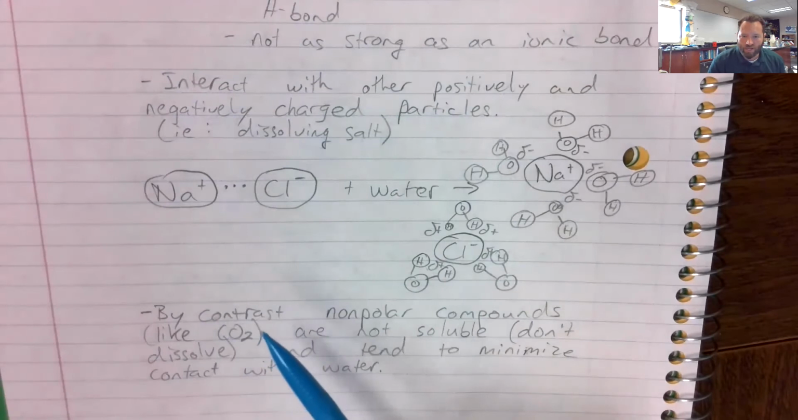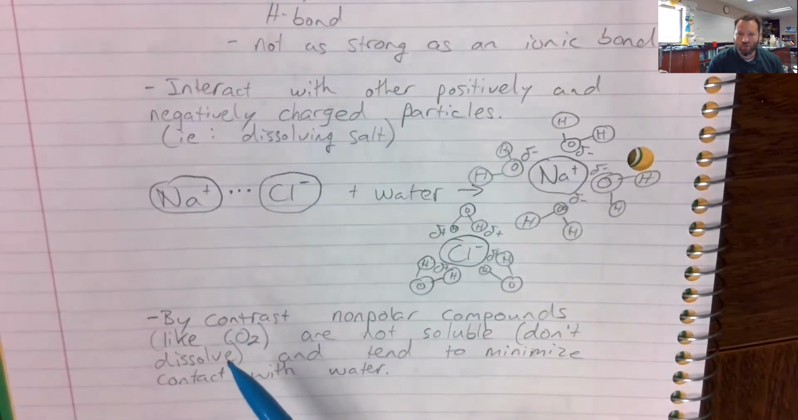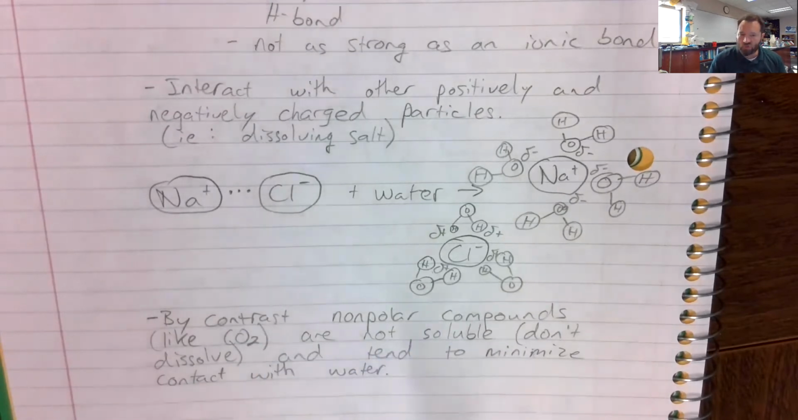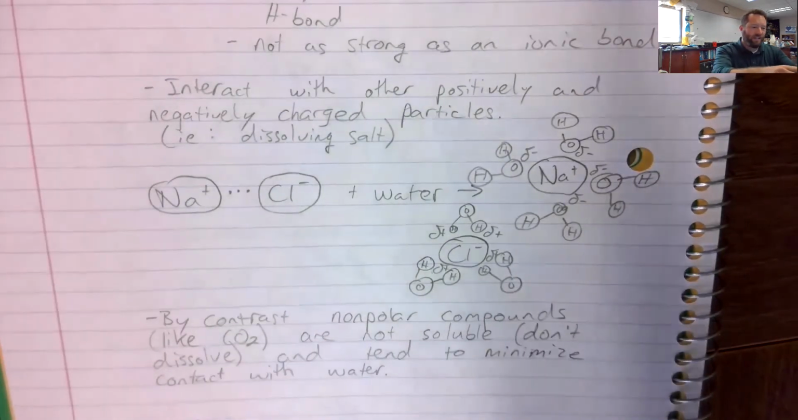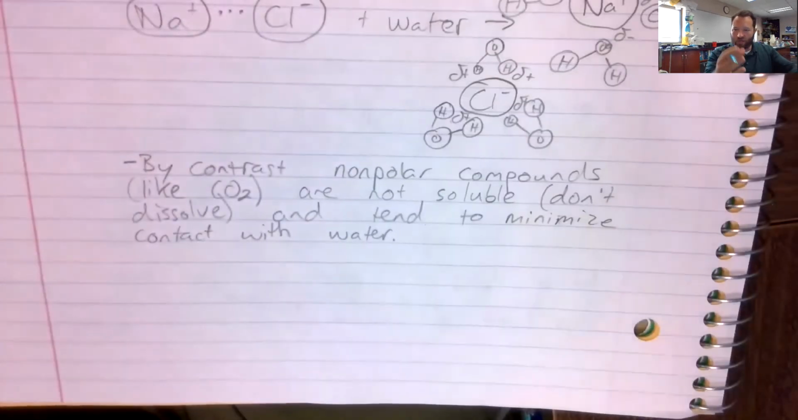So by contrast, non-polar compounds, for instance, carbon dioxide, CO2, we took a look at it at the beginning, are not soluble. They don't dissolve, and they tend to minimize their contact with water. They don't want to be anywhere near water if they can help it. Now, sometimes they can't help it. We like to make carbonated beverages, soda, carbonated water.